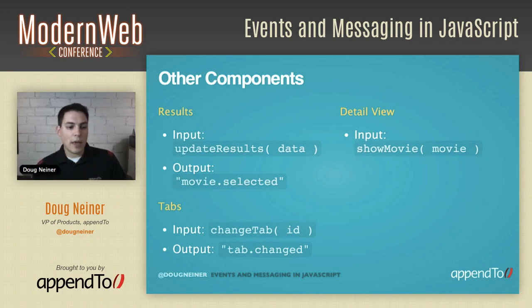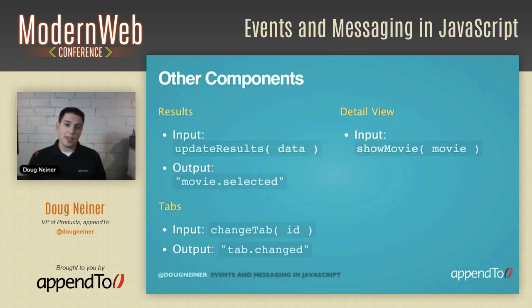We'll have tabs that will maybe accept an input of change tab, and you can give it the ID of the tab you want to go to, and it's going to output when the tab changed. The code that I'm going to show, the pseudocode, doesn't use this one, but this makes sense. You'd want to know when a tab changes. And then finally, the detail view is just going to have one piece, which is show movie.